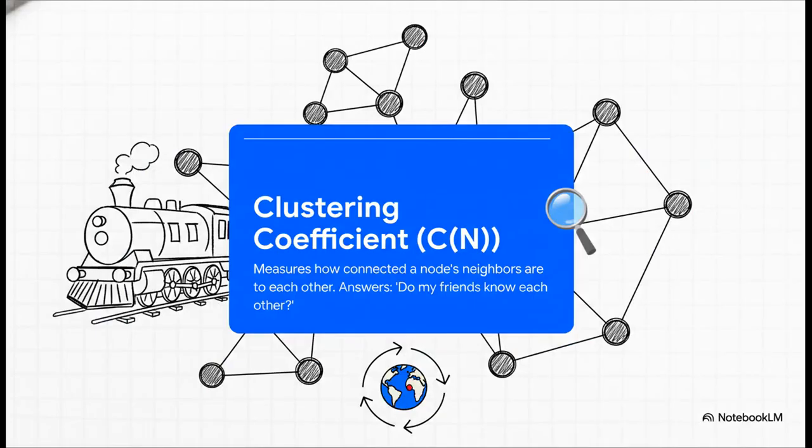All right, our next metric zooms in on the local structure. It's called the clustering coefficient. The best way to think about this is like a social network. If you are a station, this measures how many of the stations you're connected to are also connected to each other. It basically answers the question, do my friends know each other? Or, in this case, are the stations I can get to directly also directly connected to each other?